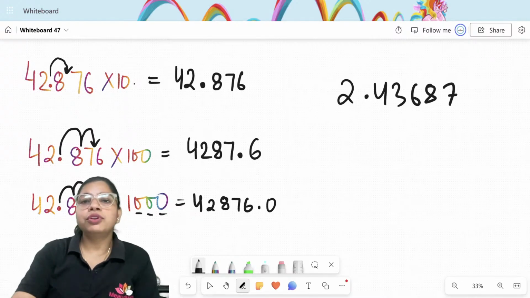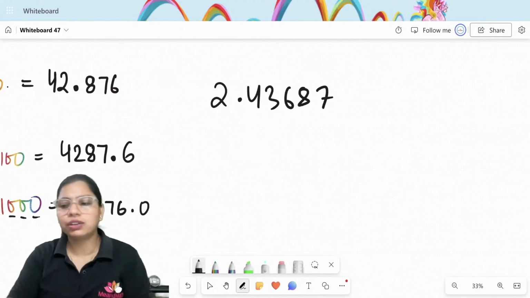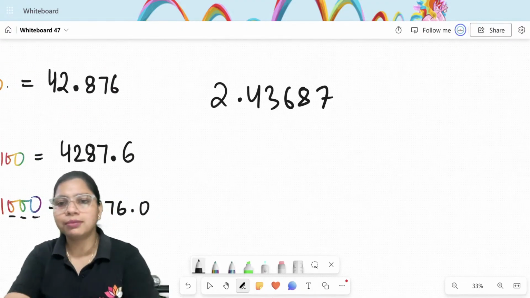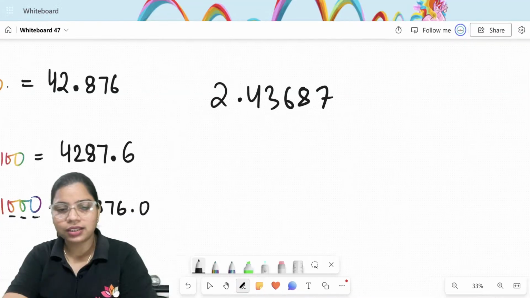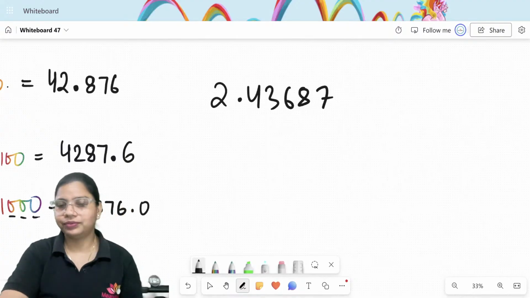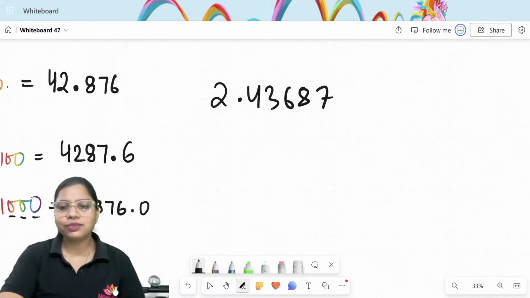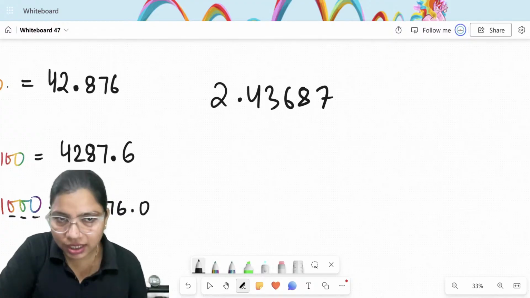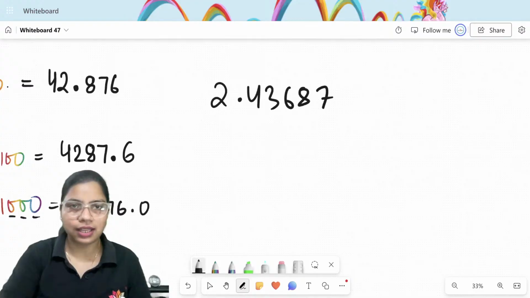I'm writing 2.43687. You have to do it in your notebook and share the picture with me. And obviously you would be requiring the number, no? What contact number to share with? Yes, this is the number. Let me pin it. So this is what the number is, and you have to drop your answers there.